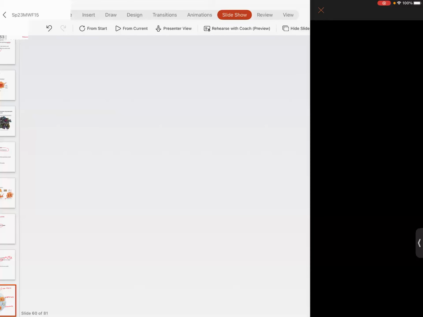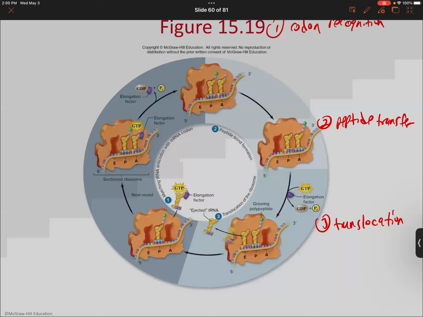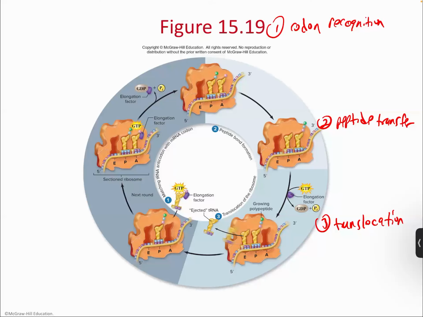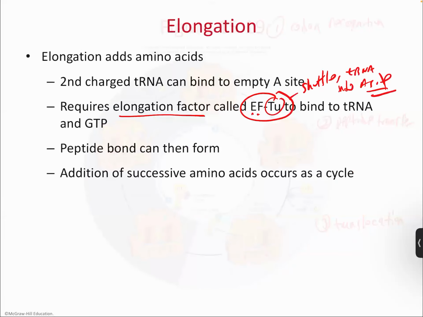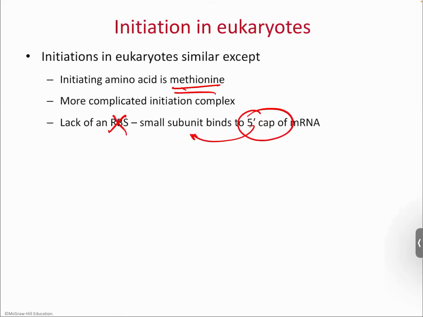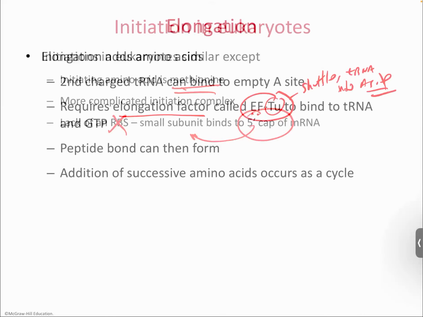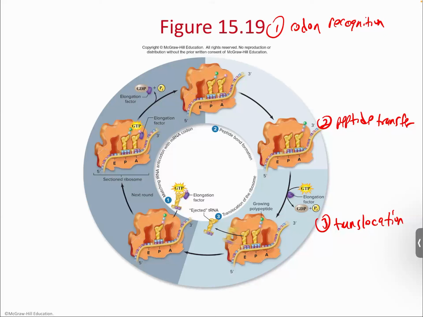So we last left off right in the middle of translation. Just to refresh your memory, we just got done talking about initiation events, and now we're in elongation. We kind of sketched out elongation a little bit, right? There are three primary steps to elongation: codon recognition, and then that breaks into peptide transfer and then into translocation.